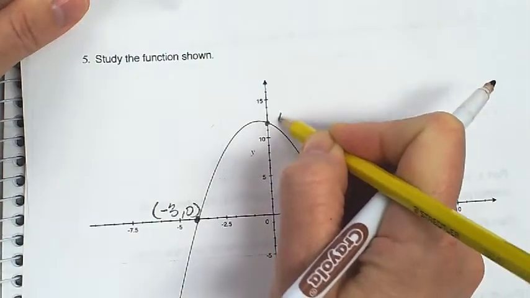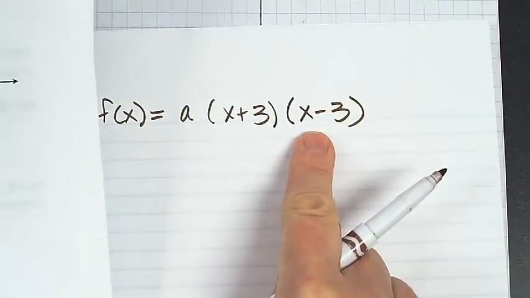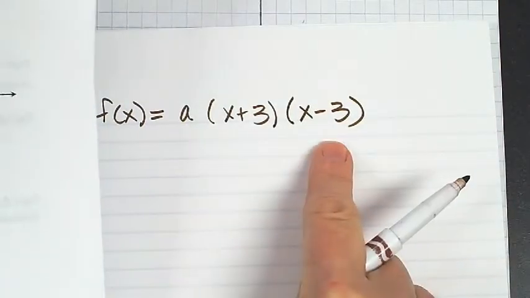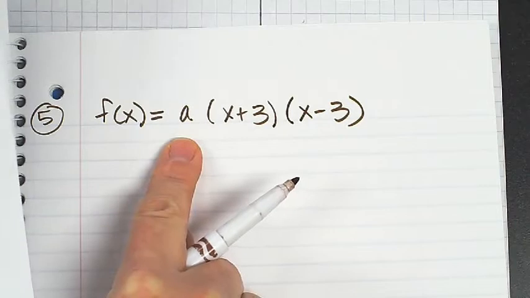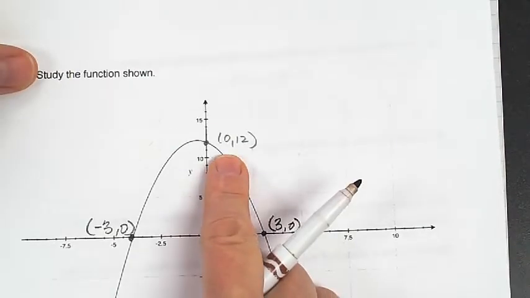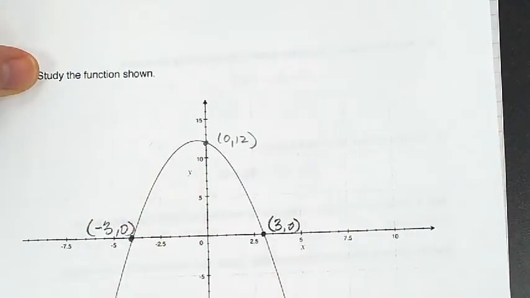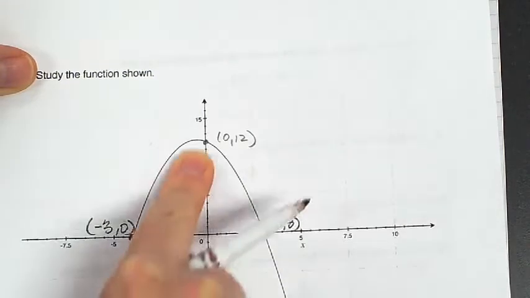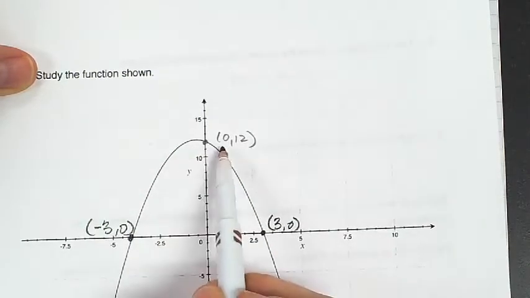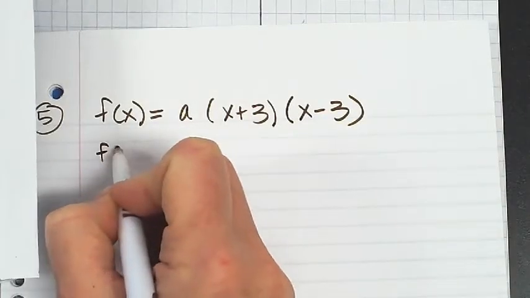This y-intercept is 0, 12. This would get you partial credit, but for full credit, you would need to solve for a. So I'm going to use the point 0, 12 to do that. I could use any point on this graph, but that's really the only one I can tell for sure the actual points. So I'm going to plug in 0 for x.